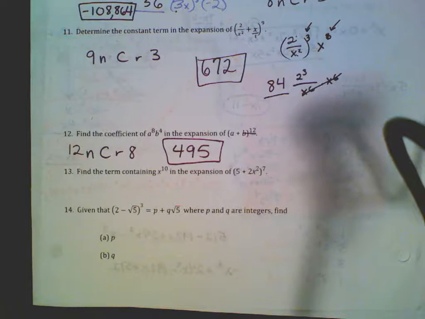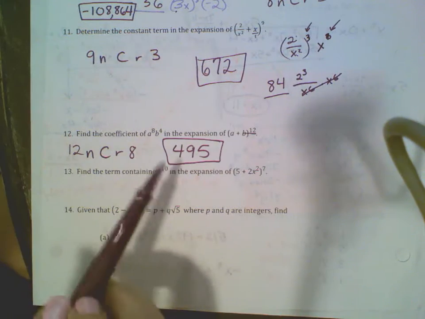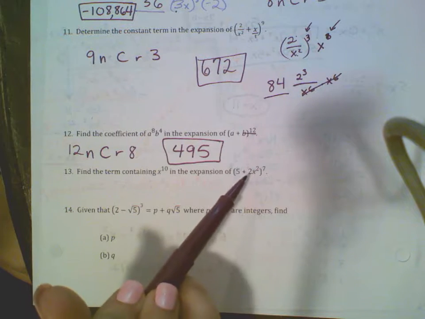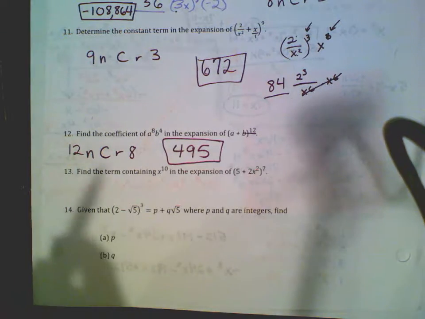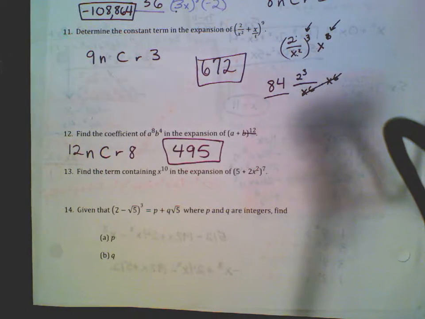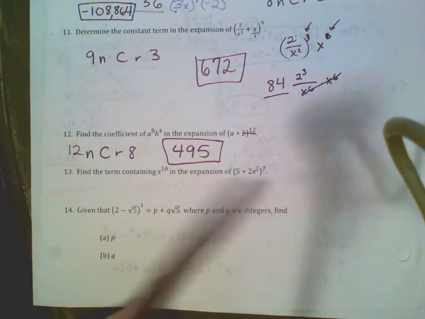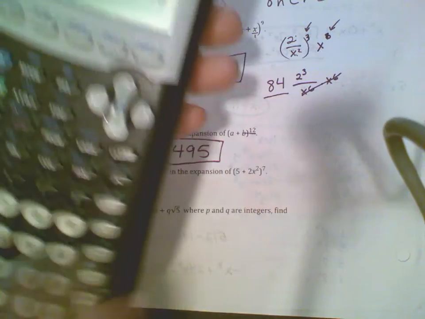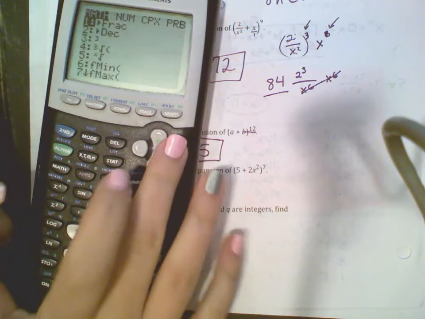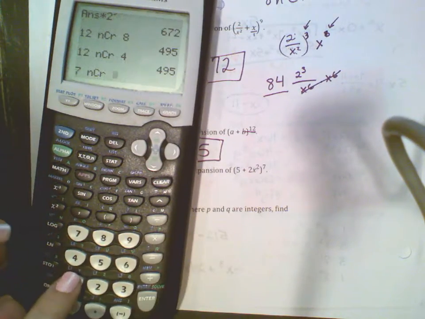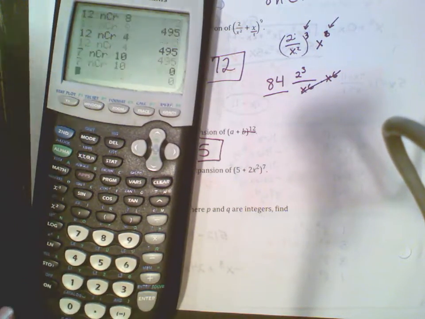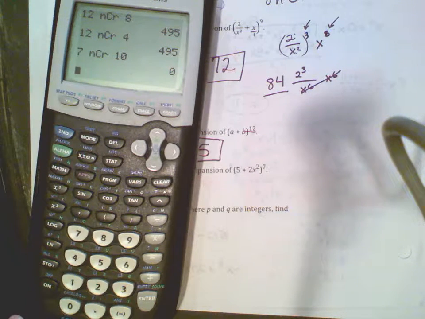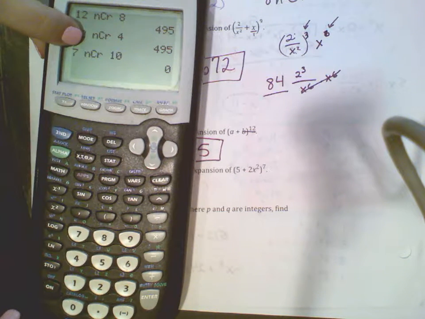For number 13, it tells us to find the term containing x to the 10th in the expansion of (5 + 2x squared) to the 7th. So, if we were to try to use nCr here, where n is 7 and r is 10: 7, math, scroll over to probability, down to nCr, and press 10. It says 0.